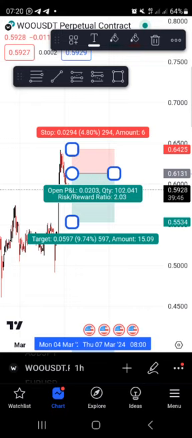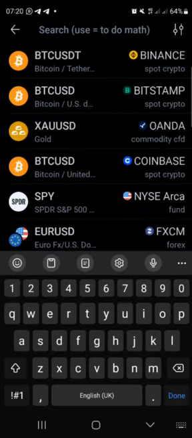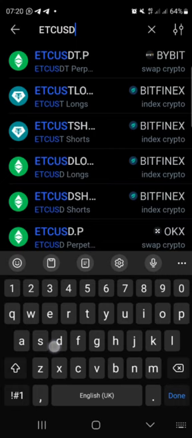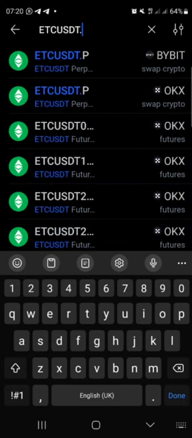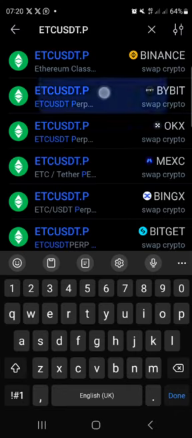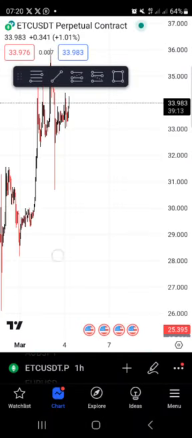Now let's draw this again for the long order that we had, which is the ETC USDT. Just like we did before, click here below. I'm sure you can see where I'm clicking. You're searching for ETC USDT. Remember, don't forget .p so that you get the exact chart. Like I said, we are trading on Bybit, so just click ETCUSDT.P Bybit. It brings out the chart for you.